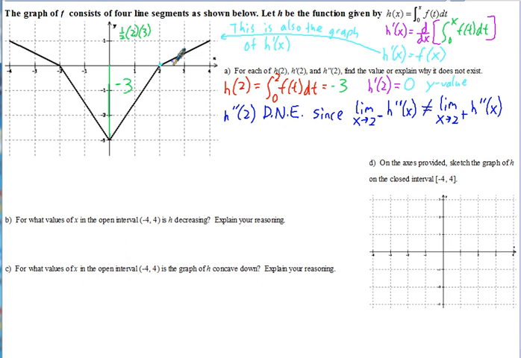Now for part B, it says for what values of x in the open interval -4 to 4 is h decreasing? Explain the reason. So the graph is decreasing. That comes from the first derivative. So you have right here. So if we put a number line in right underneath here.